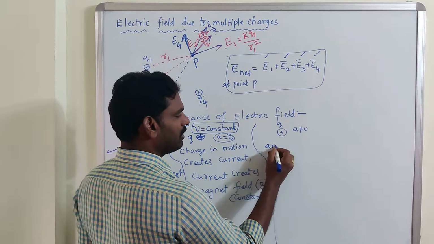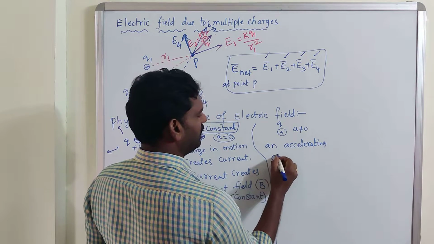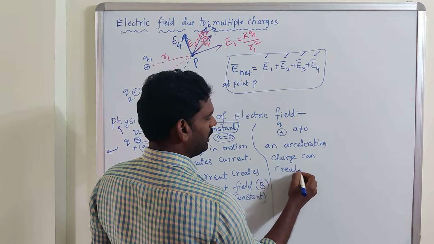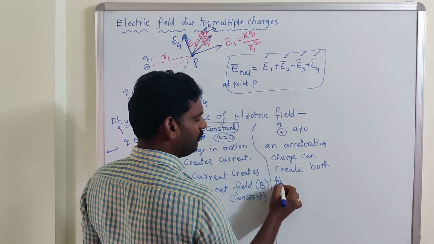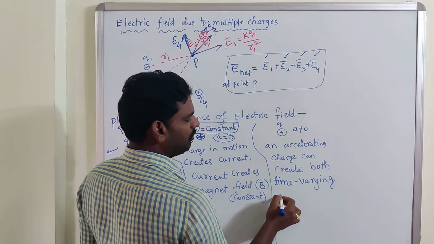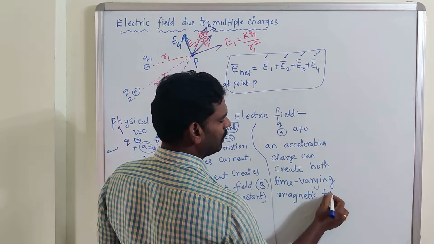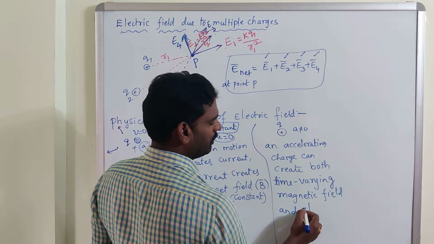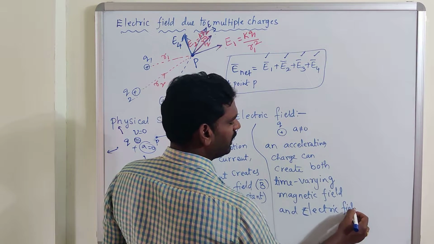An accelerating charge can create both time dependent or time varying magnetic field and electric field. Magnetic field and electric field. Time varying magnetic field ni time varying electric field ni create చేస్తుంది అన్నట్టు.